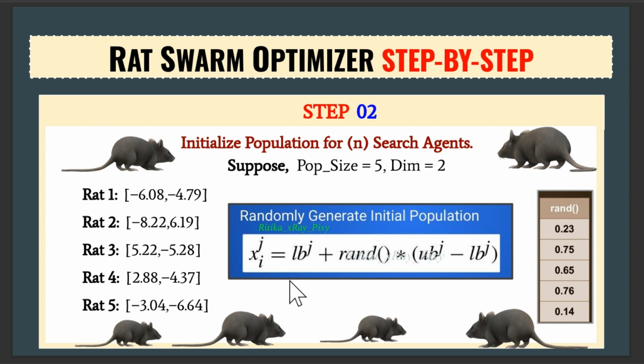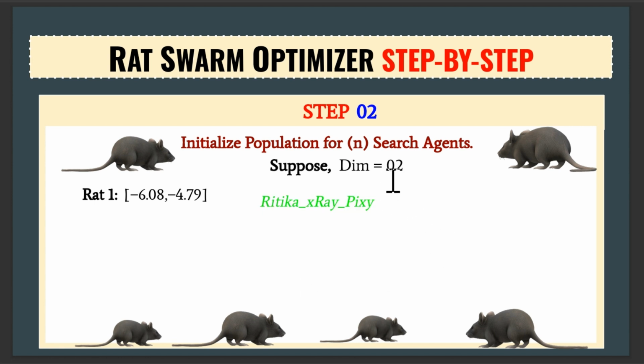Next, we have to define the dimension. Suppose you have two dimensions, then the position value would be for the first dimension and the second dimension. Suppose you have 30 dimensions, then you have to calculate the position value for the search agent for each of the 30 dimensions. So initialize the position.